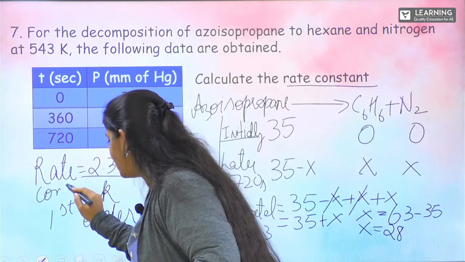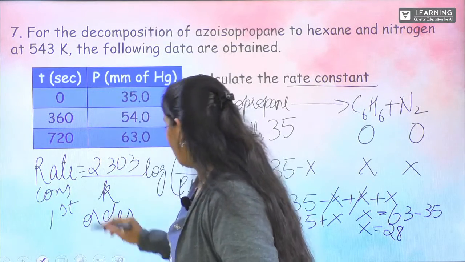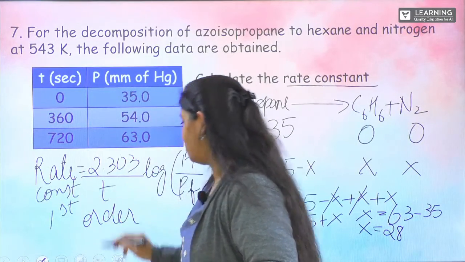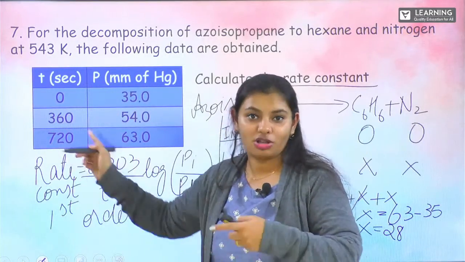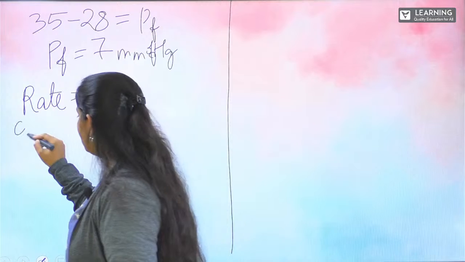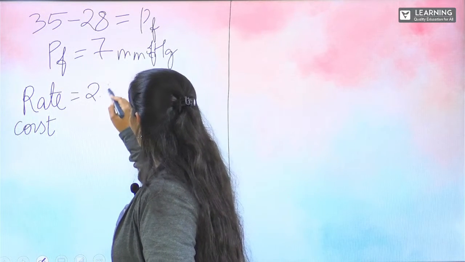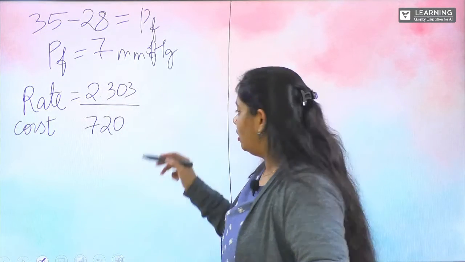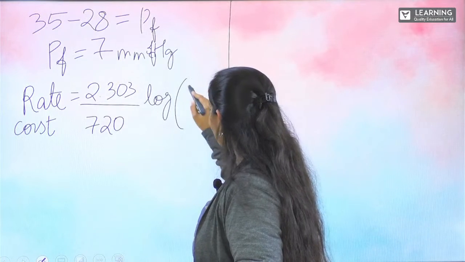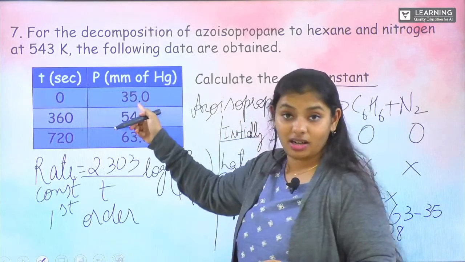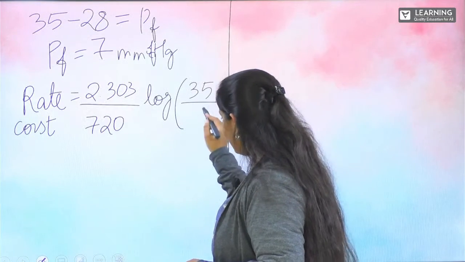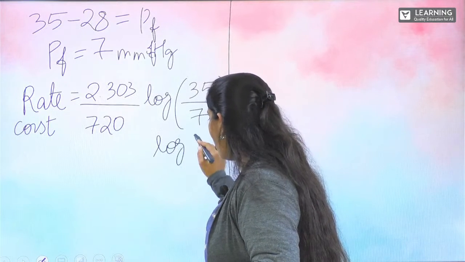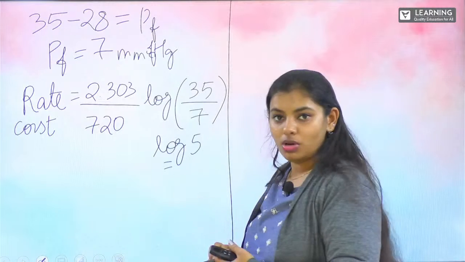This is the rate constant. I made a mistake. And this is time. 2.303 by t. This is the rate constant which we are finding out. So the rate constant is going to be equal to 2.303 by 720. The time is 720, right? Into log of, what was P initial? 35. That is from the data, whatever we have. By what is later, P final, that is 7. So if we divide this, we are going to get log 5.